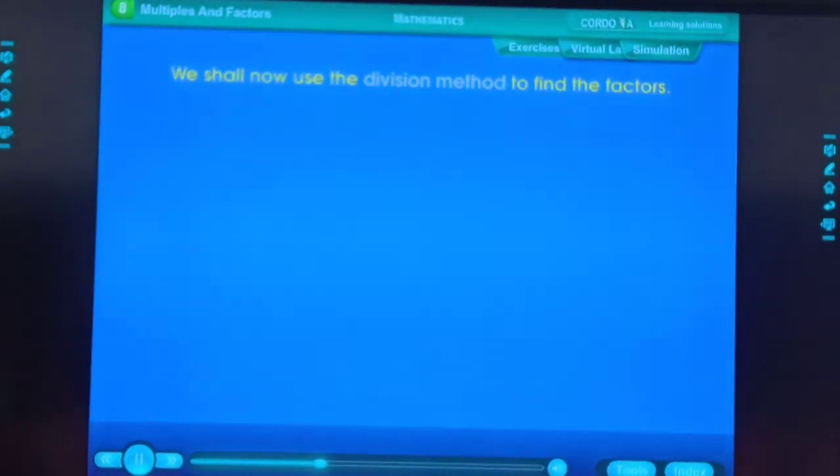We shall now use the division method to find the factors. Let us take a number, say 21.